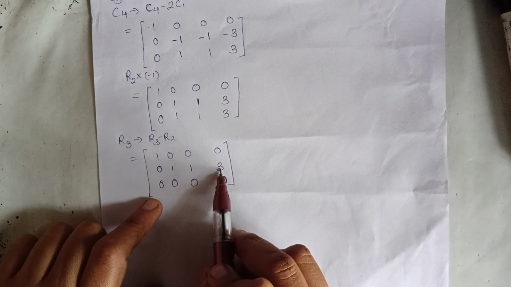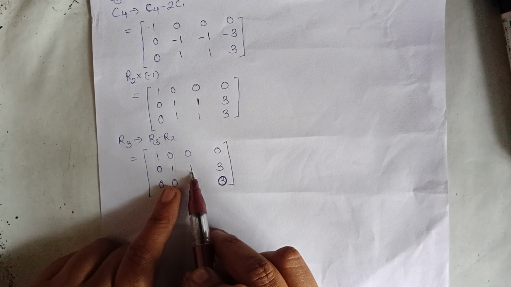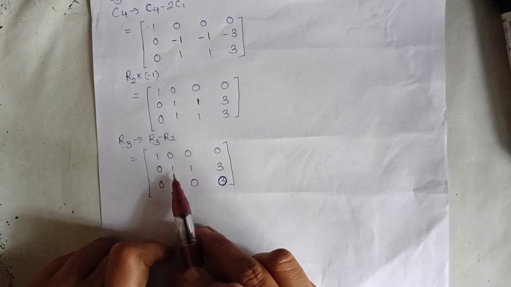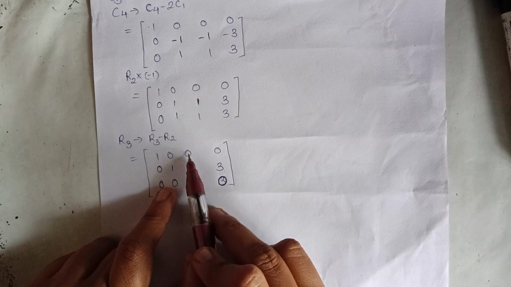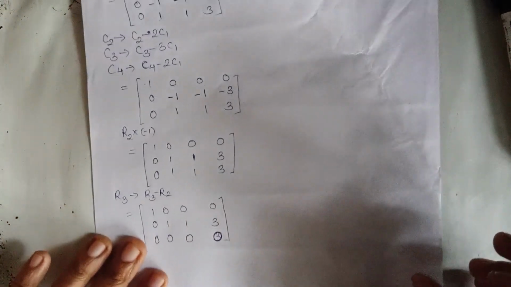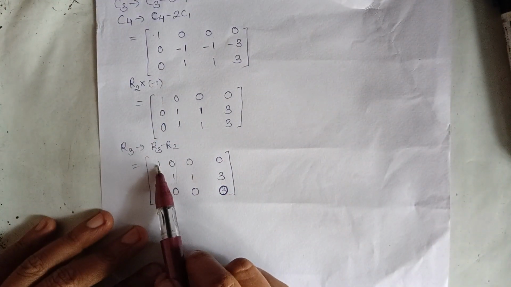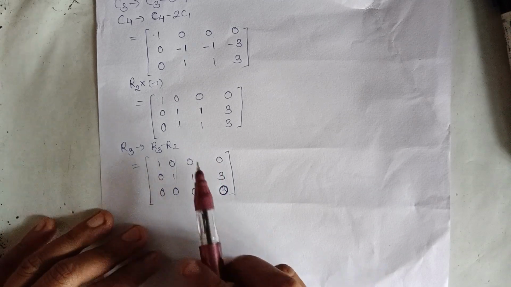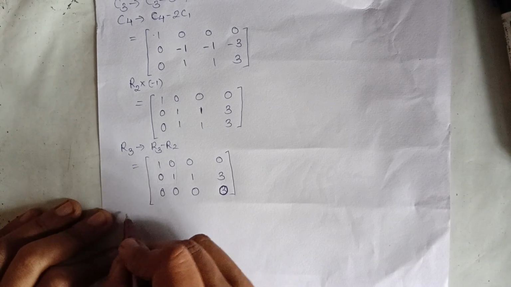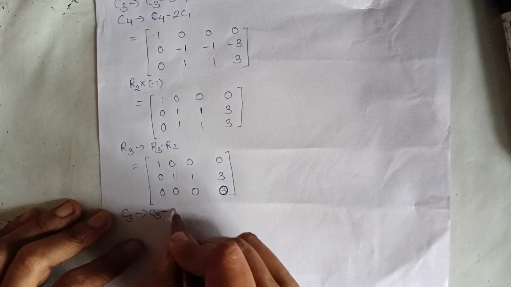So how to make these two elements 0? You can make use of this, 1 minus 1. You can make this 0 by column transformation. When you go like this, you have to use row transformations, and when you go like this, you have to use column transformations. So using this one, you can make this 0. So this is C3, right? C3 minus C2.